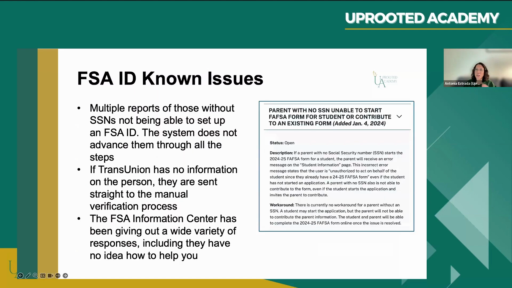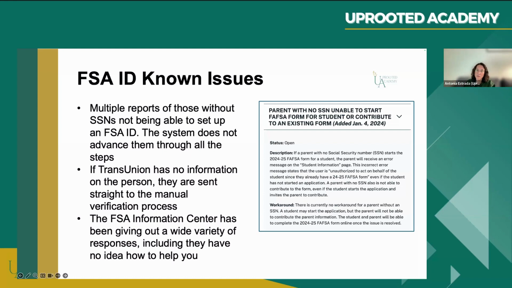But that's the way the process for non-Social Security FSA IDs should have worked. But there have been many issues. As I just went through, the plan was for users to answer questions during the account creation process. If they couldn't answer these questions correctly, then they would provide additional documentation for identity verification. However, what's been happening is that almost everyone trying to create an account without a Social Security number is being directed to go through the manual process, which is most likely because if TransUnion has no information on that person, TransUnion can't generate those questions to verify their identity.